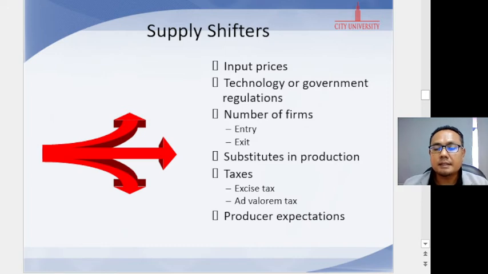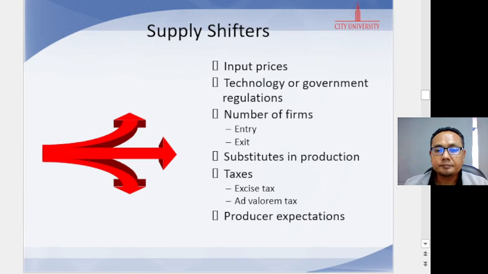What is the meaning of excise tax? It is a tax on each unit of output sold, where the tax revenue is collected from the supplier. For example, suppose the government levies a tax of, let's say, 20 cents per gallon on gasoline. Since each supplier must now pay the government 20 cents for each gallon of gasoline sold, each must receive an additional 20 cents per gallon to be willing to supply the same quantity of gasoline as before the tax. So an excise tax shifts the supply curve by the amount of the tax.